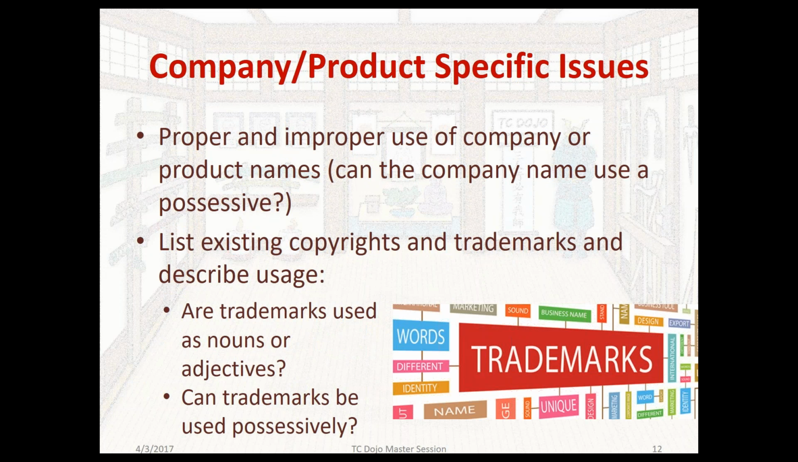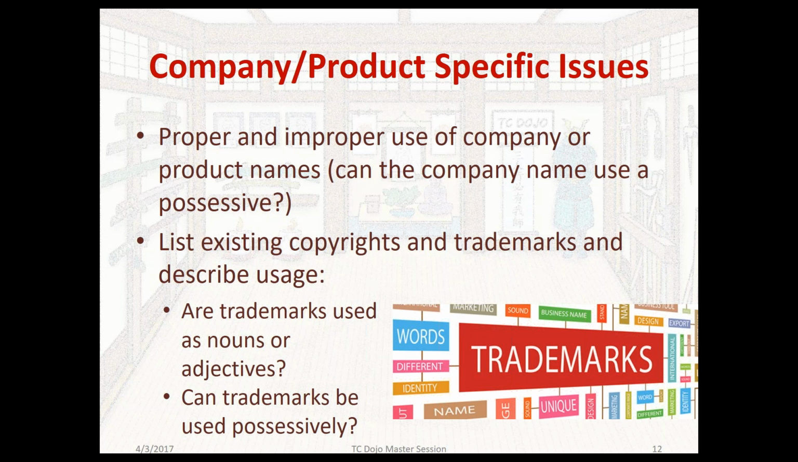You also want to talk about things that are very specific to your company or product. Talk about things like company or product names. Can the company name be used as a possessive, for example? Can the XYZ have an apostrophe S at the end of it, if that's the name of your company? In most cases, not, but it is good to spell these types of things out.